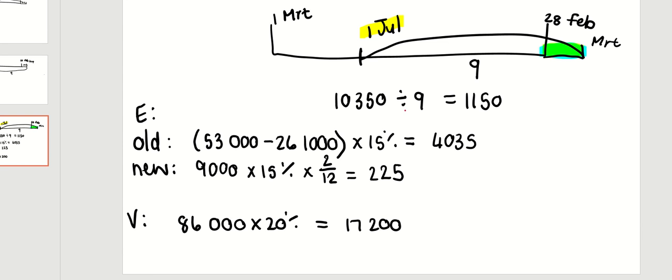Was dit vir 9 maande in totaal, 9 months in total that I received money.